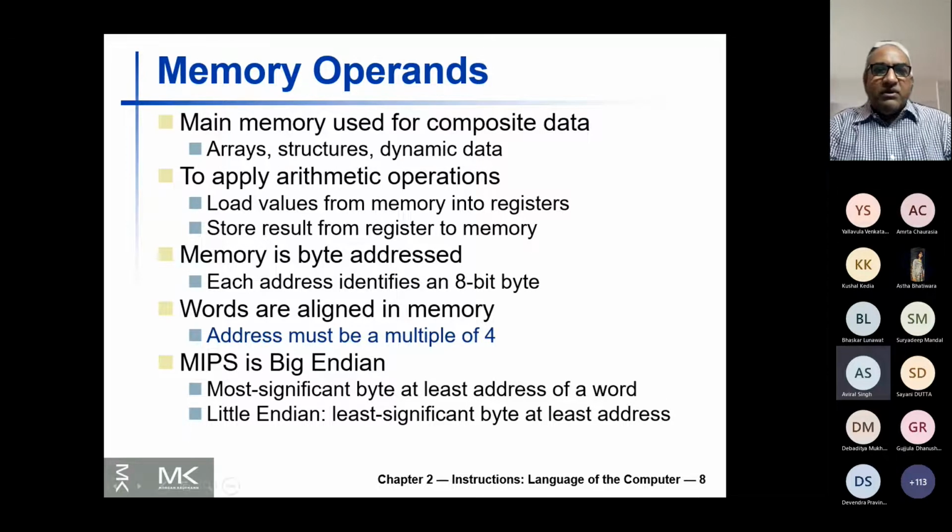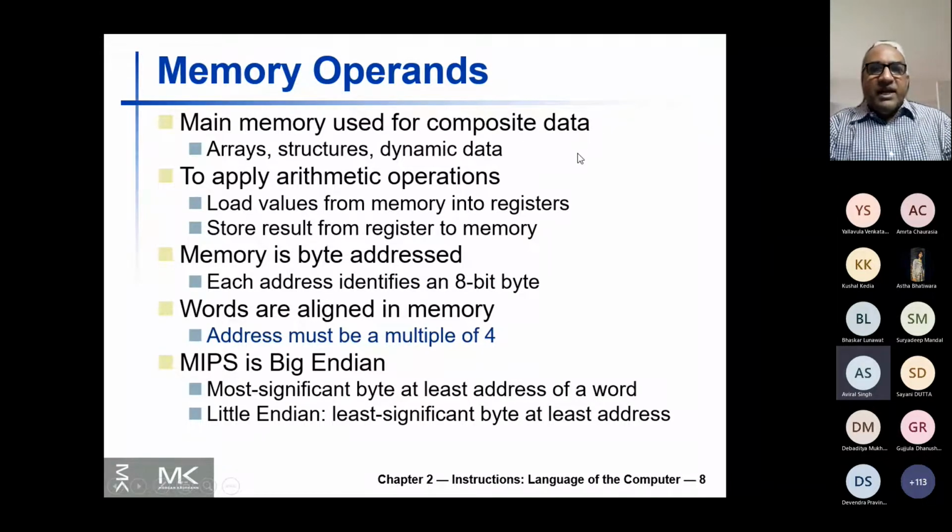So therefore, we use the main memory to keep the composite data. That means the different varieties of data. It may be arrays, structures, or some other data. All this data, which is larger in size and not accommodated in the registers, will be placed in the main memory.